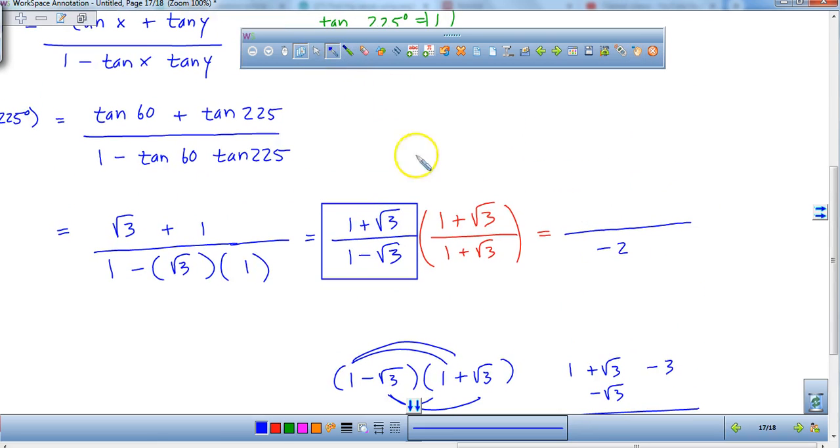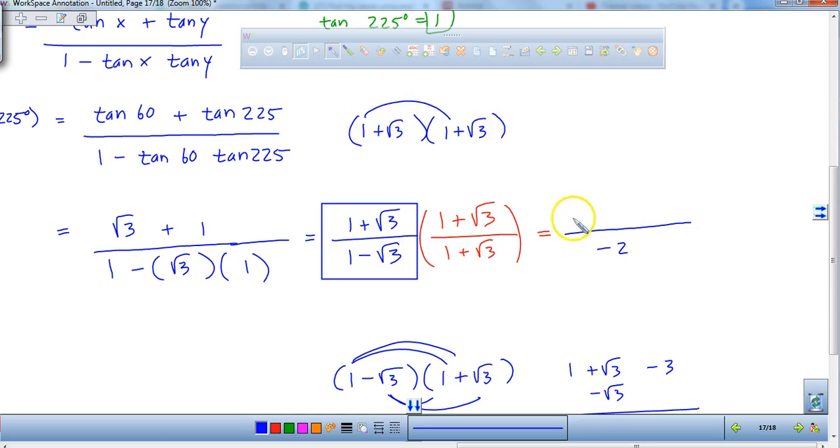Okay. Up here, we're going to multiply these two binomials. This is just a sum of squares. It's very easy to multiply together. Won't take long at all. And here we go. 1 times 1 is 1. 1 times radical 3 is a radical 3. Another radical 3 times 1 is another radical 3. And radical 3 times radical 3 is just 3. 1 plus 3 gives us 4.